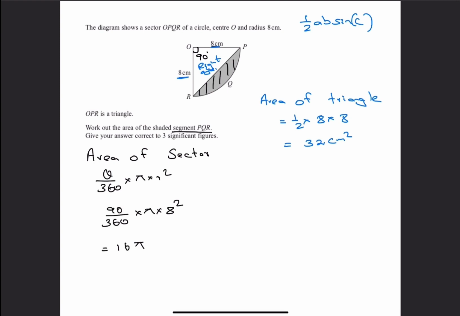So the area of the segment is equal to the area of the sector, which is 16 pi, take away the area of the triangle, 32. So you would do 16 pi take away 32. Answer to 3 significant figures, that should give you 18.3 centimeters squared. That's the answer. Okay, good.